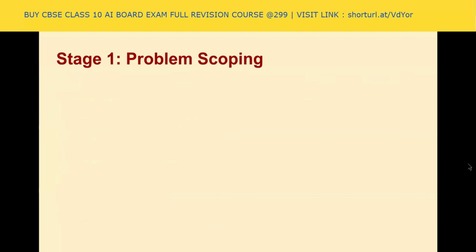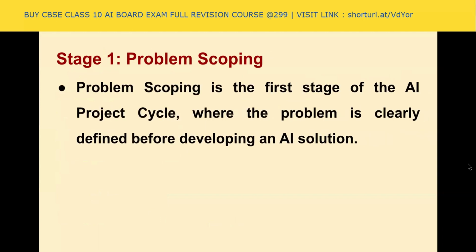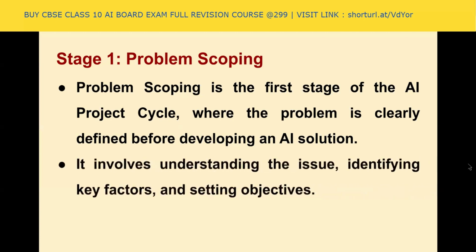All right. So first stage is problem scoping. What is there in the problem scoping? Problem scoping is the first stage of AI project cycle where the problem is clearly defined before developing an AI solution. Whenever we solve any problem, we need to know what the problem is exactly, because if we are not clear about the problem, we will not be able to solve it properly. So here problem scoping is the step where we are clearly defining what is the problem which we need to solve.